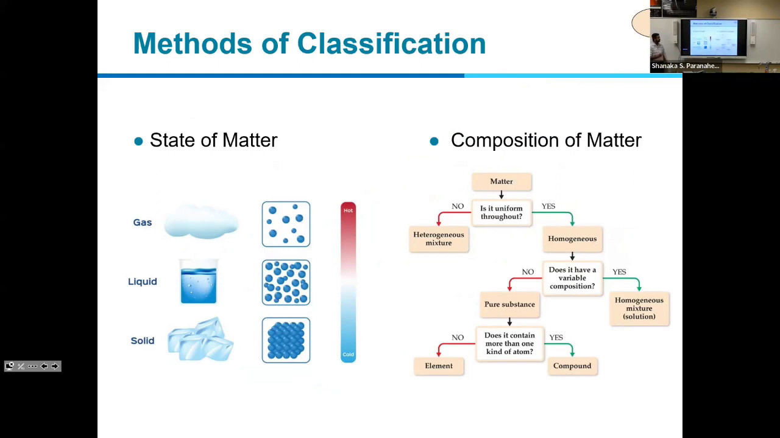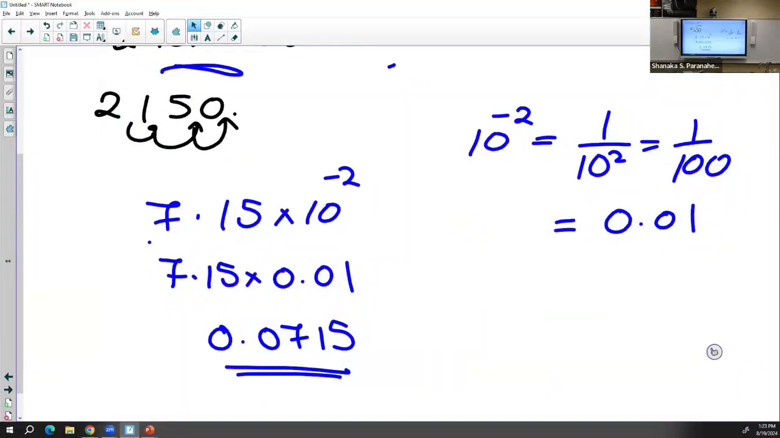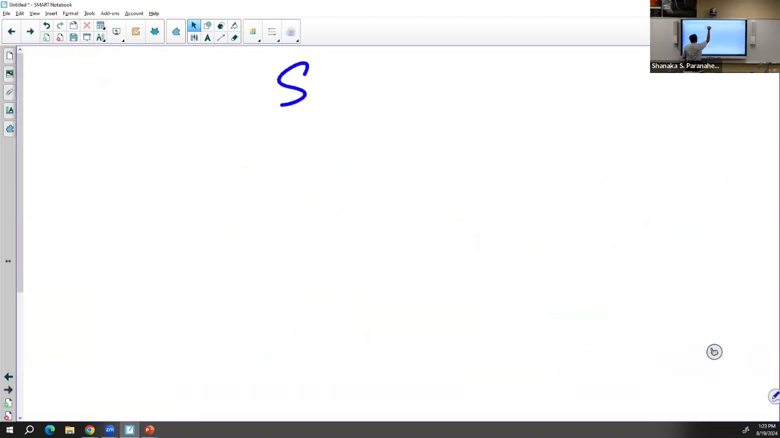So mainly we can classify matter into two different classifications. The first one is based on the state of matter, and the next one is based on the composition of matter. I don't have many slides related to the state of matter because I'm sure you may have learned it in another class, but I will give you the basic properties of each state. First we are going to talk about the classification of matter based on the state. There are three states of matter: solid, liquid, and gas. We are going to start with the solid state.